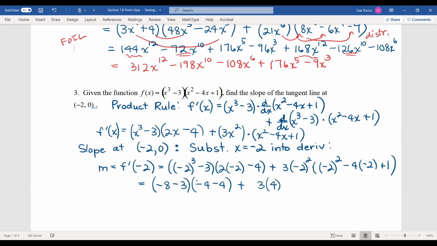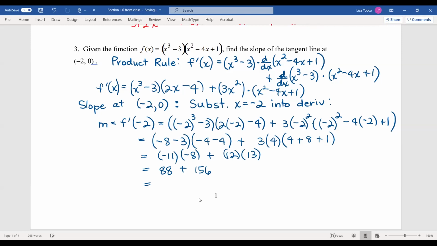-2 squared is 4. In the parentheses, another -2 squared. -4 times -2 is +8, and then +1. -8 minus 3 is -11. -4 minus 4 is -8. All right, 3 times 4 is 12. 4 plus 8 plus 1 is 13. And now, let's see, 12 times 13 is, I think, 156.